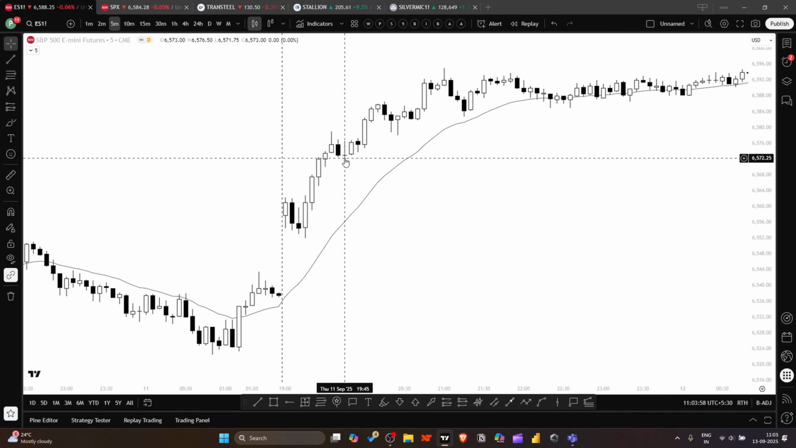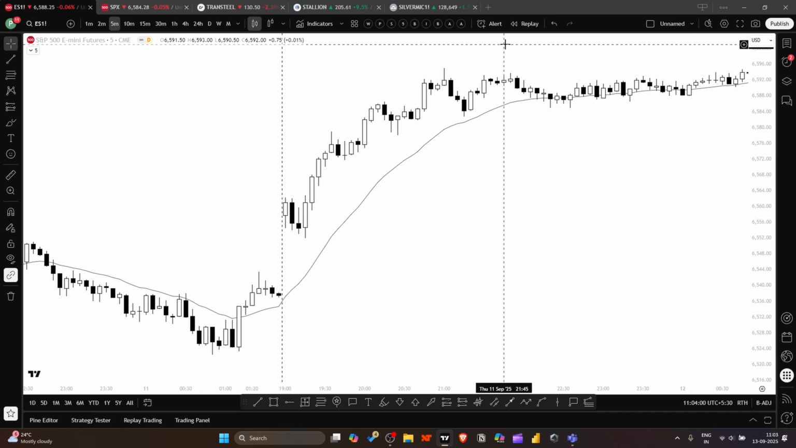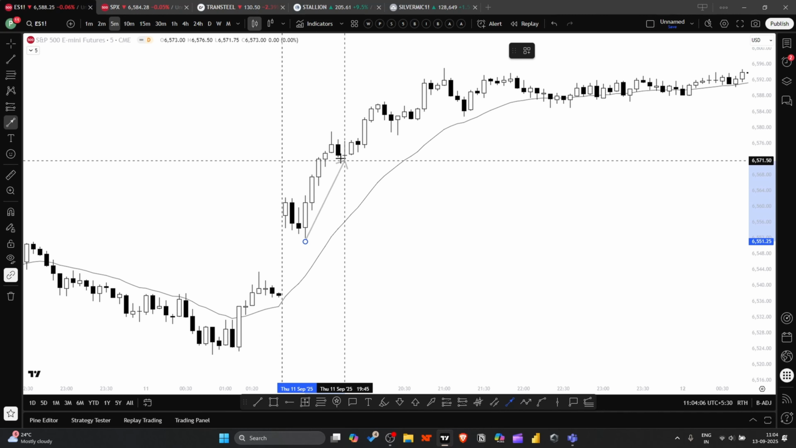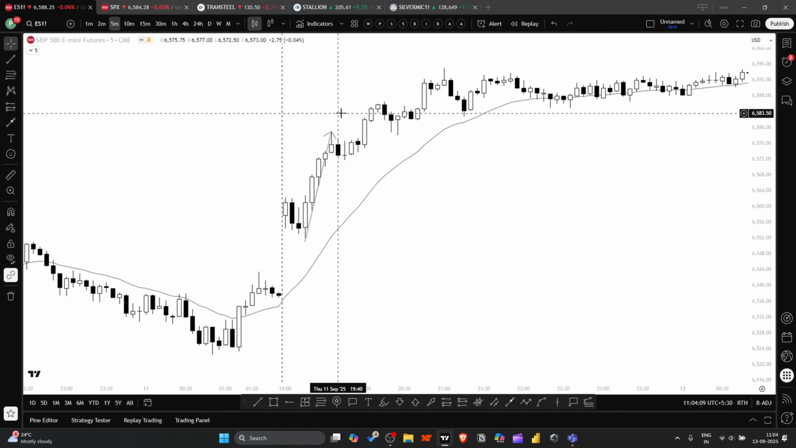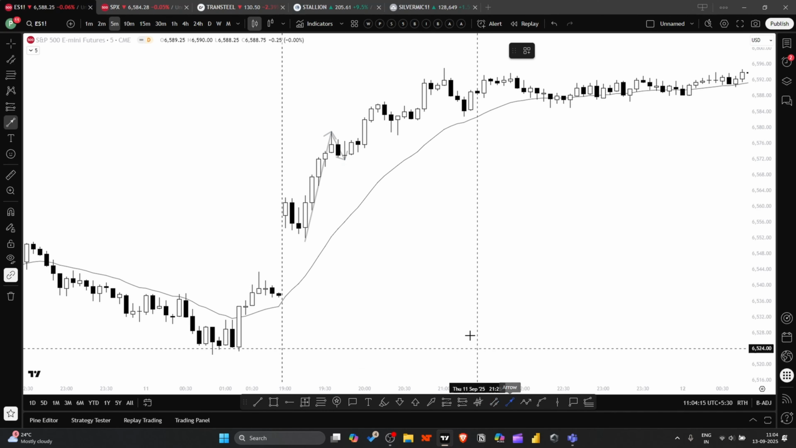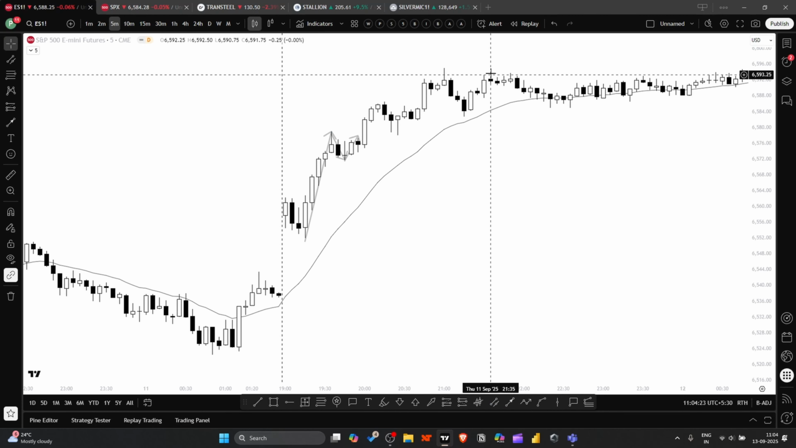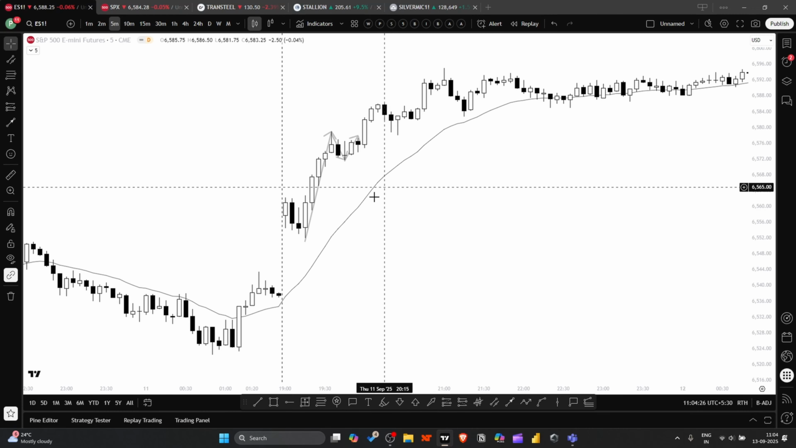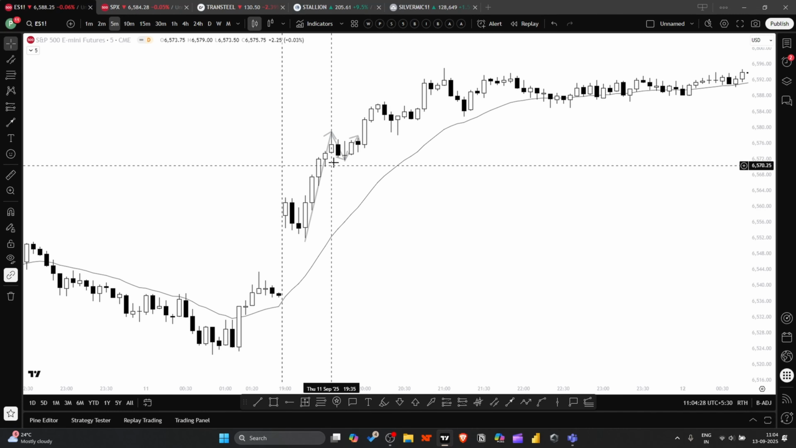That pullback will give rise to a channel. If you see here, price is moving almost vertically. But after the pullback, let me mark this one. Price started to channel. Channel is just a trading range, but it sloped upwards or downwards. Here it sloped upwards because the breakout was in the up direction.